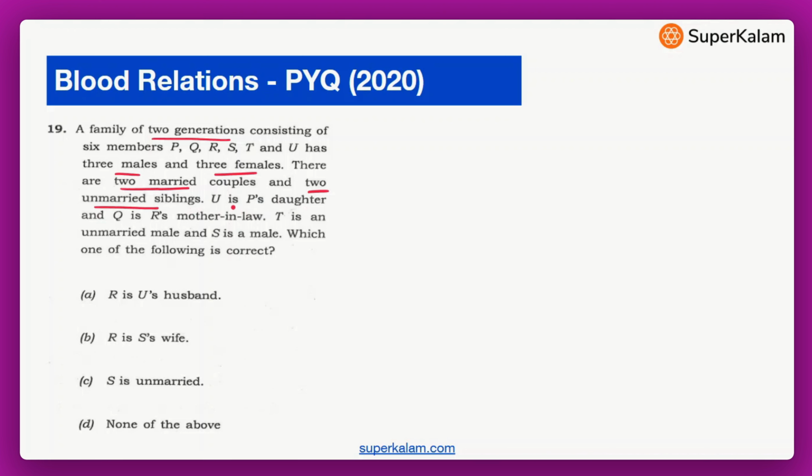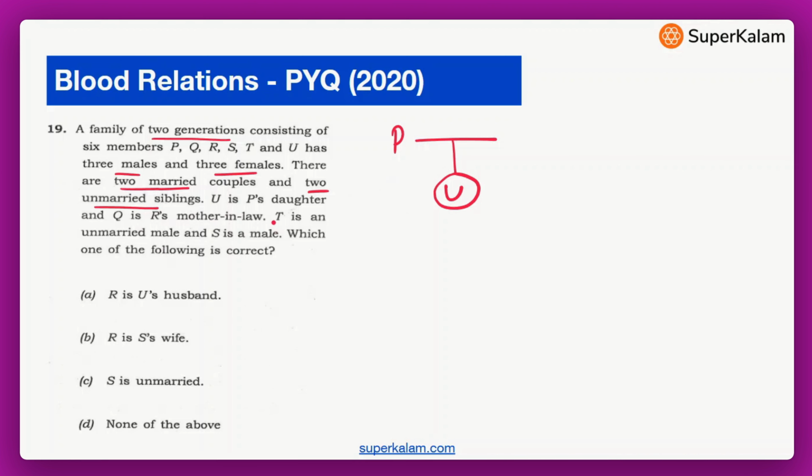Now U is P's daughter. So P is someone here. He has married someone or she has married someone. P is he or she, we don't know. Out of this marriage there is a daughter who is U. So this is correct. This is the first family tree.